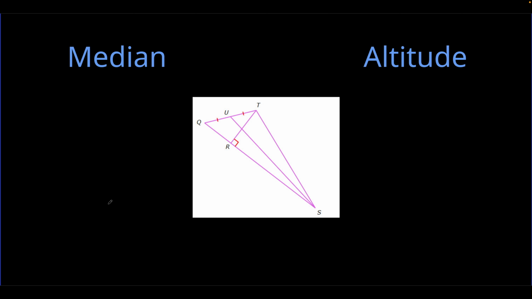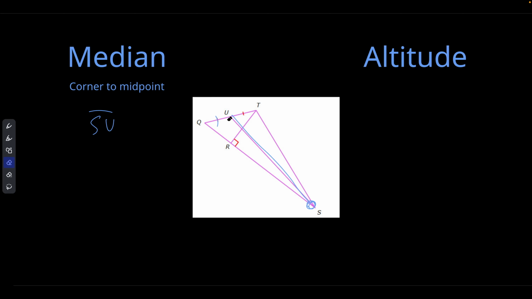Here we go. 2 new words, a median and an altitude. A median goes from a corner to a midpoint. For example, in this drawing, SU is the median because it starts in a corner and it goes to the middle, right? It cuts it in half. If it goes to the middle, it cuts it exactly in half. And that's what those red dash marks tell me.